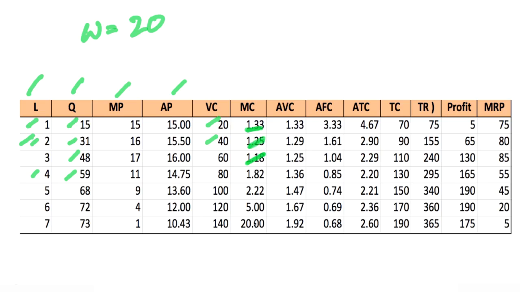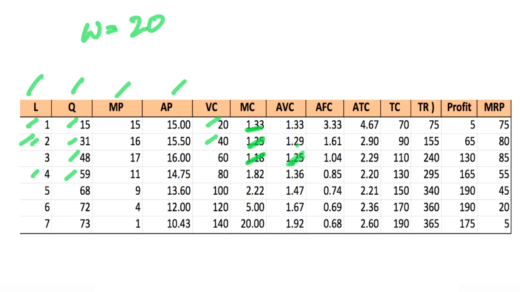so that is 1.25. Now turn to average variable cost. Average variable cost is the total variable cost divided by the output. Again, the variable cost is given here as 20 and the quantity is 15. So the average variable cost for the first 15 units is 1.33, and so on.